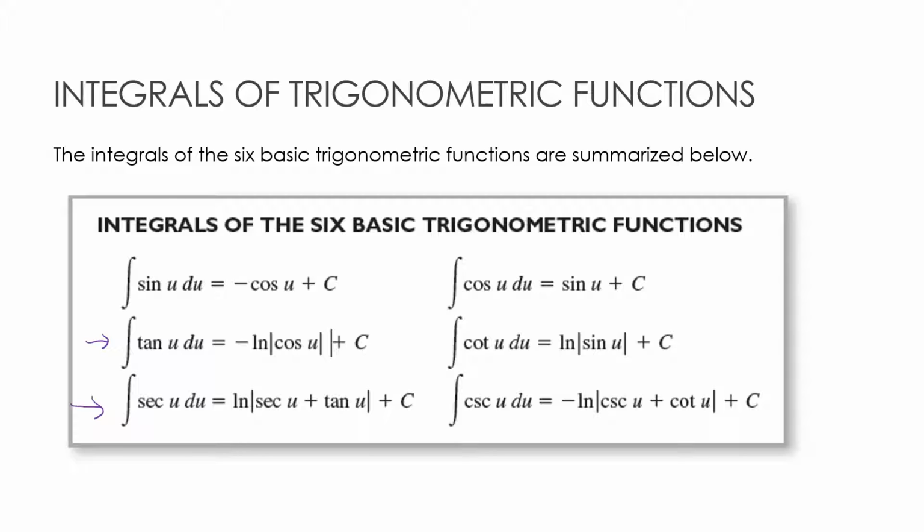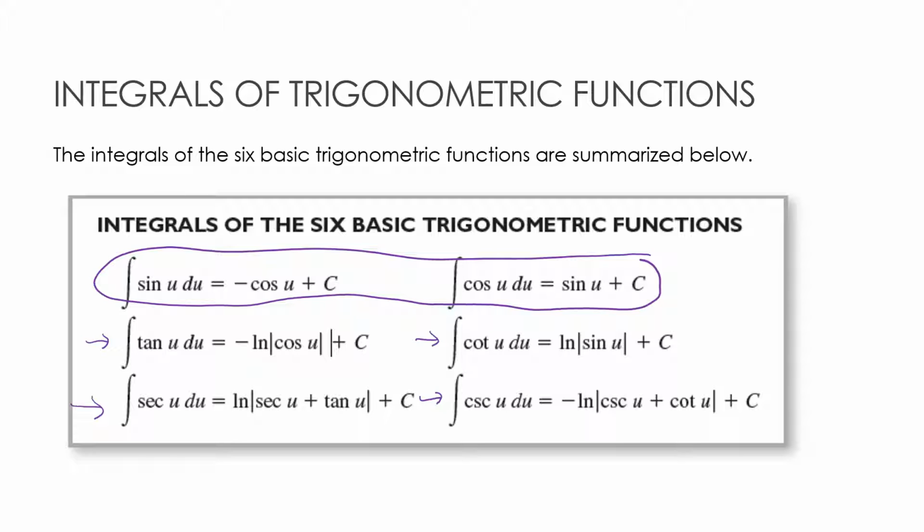Notice again, for secant, we have a natural log. For cotangent, we have a natural log. For cosecant, we have a natural log. So the only ones that are really straightforward are sine and cosine, but don't feel like you have to memorize these other ones because we can always work through them ourselves as long as you know those basic trig identities.